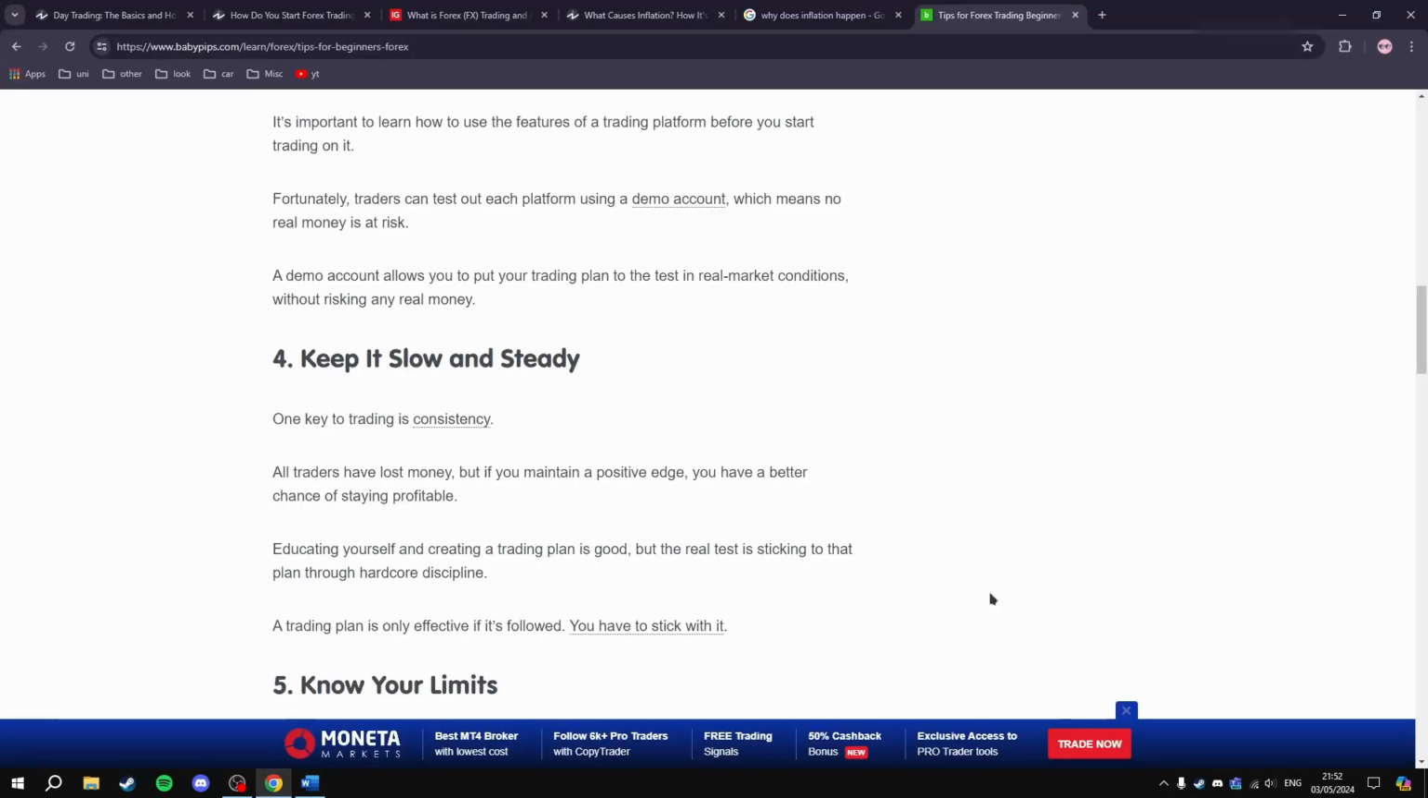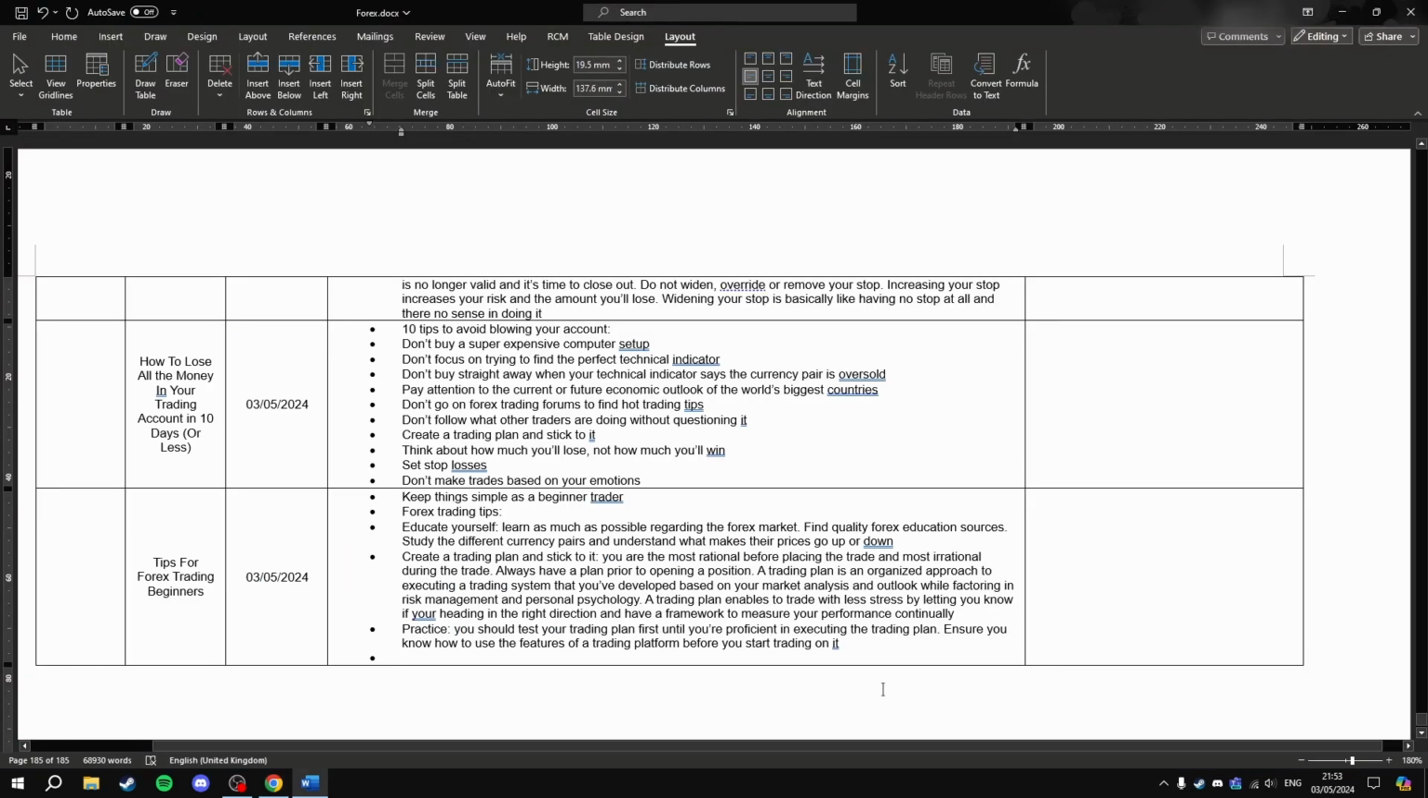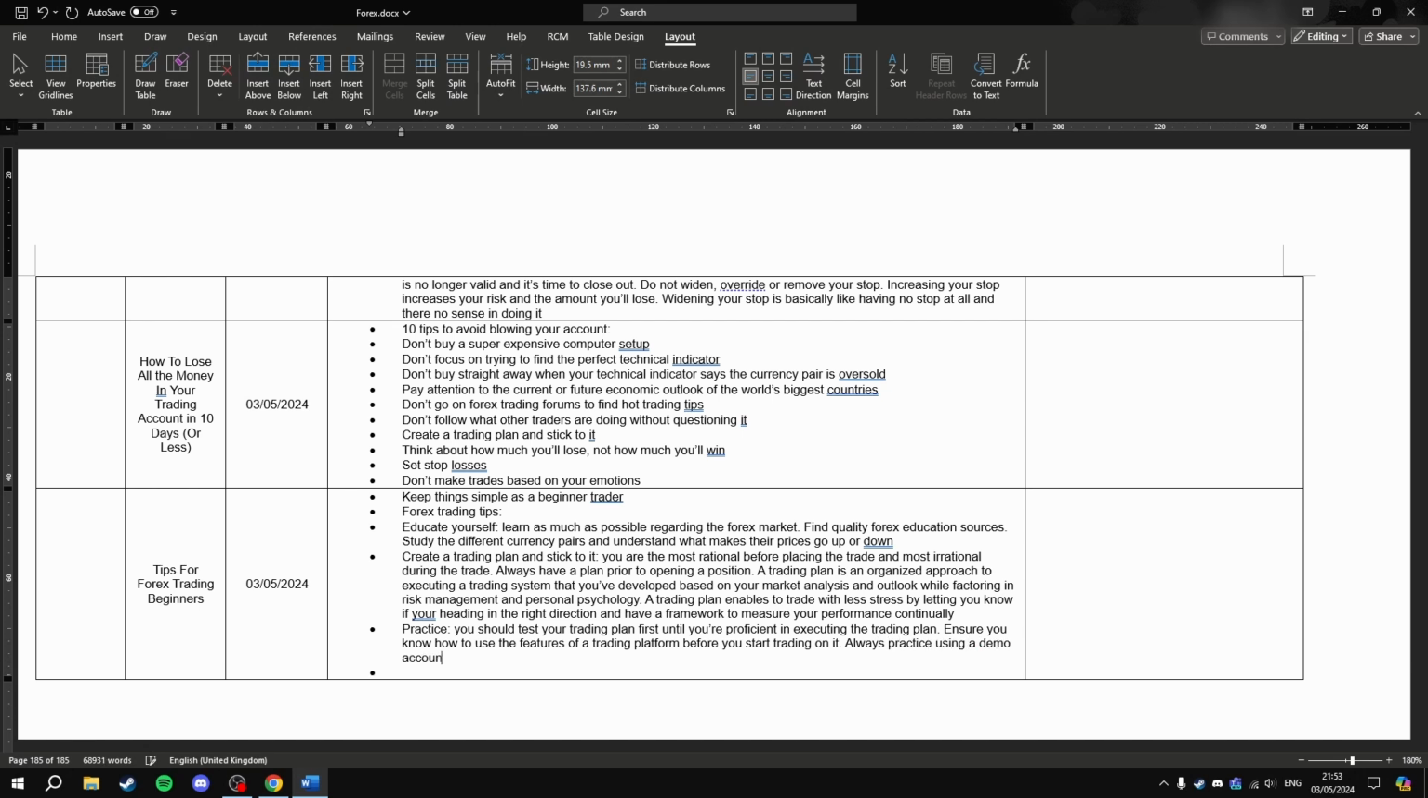Fortunately, traders can test out each platform using a demo account, which means no real money is at risk. A demo account allows you to put your trading plan to the test in real market conditions without risking any real money. Always practice using a demo account.